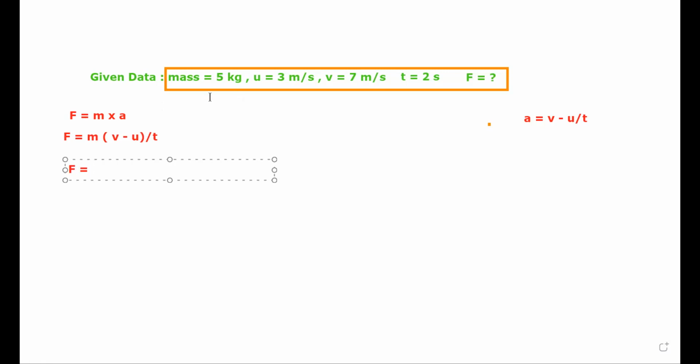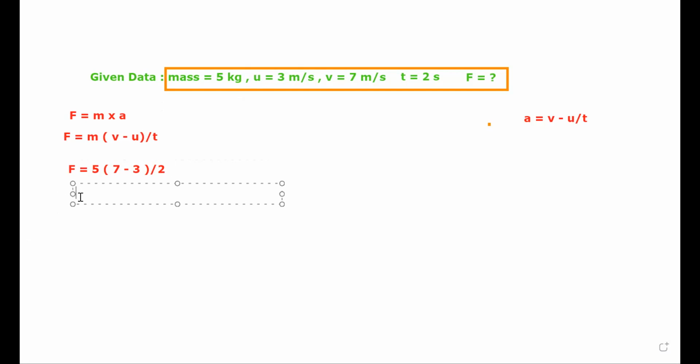What is the m value? That is 5 kg, right? Into, then what is the v value as per the given formula? v is nothing but 7 minus 3, whole divided by the time, which is given as 2 seconds, isn't it? Now if I simplify all the parameters, I can get it here.